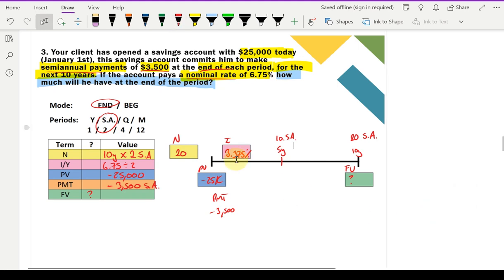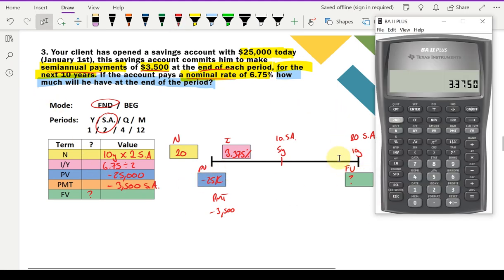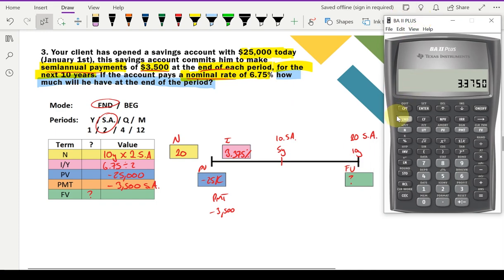All right, so now we can put this into our financial calculator to calculate the future value. Let's clear out our time value of money. N is going to be 20 semi-annual periods. Interest is going to be 3.375 per period. Present value is the $25,000 that we're starting off with. The payment is going to be the $3,500 that we're committing to making semi-annually. And we're computing the future value.